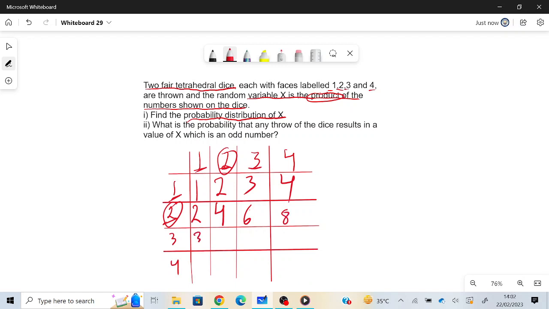Then 3 and 1, 3. 3 and 2, 6. 3 and 3, 9. 3 and 4, 12. 4 and 1, 4. 4 and 2, 8. 4 and 3, 12. And 4 and 4, 16. Now you can also do this type of question when they say that the random variable x is the sum of the numbers shown on the dice. That's a little bit easier, but it's also possible for them to say product, and in this case they said product, and that's how the table looks.